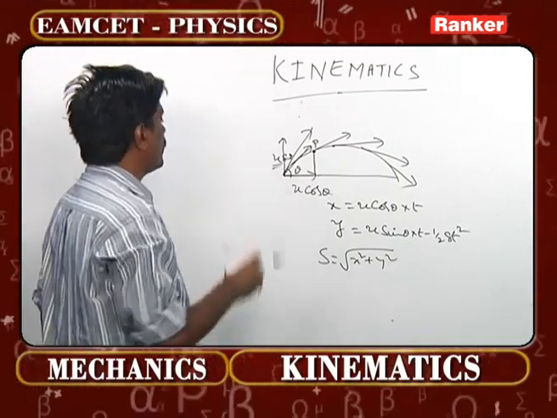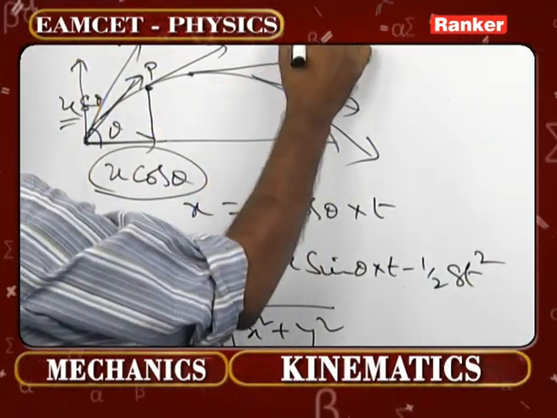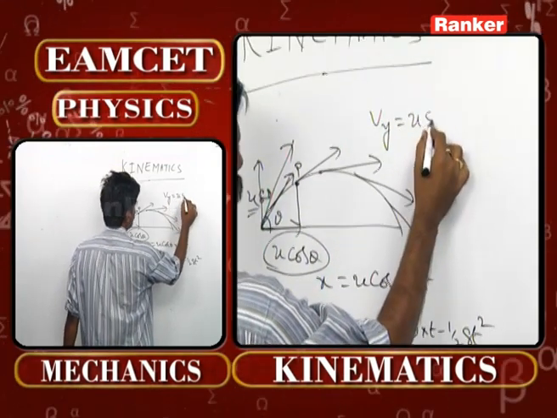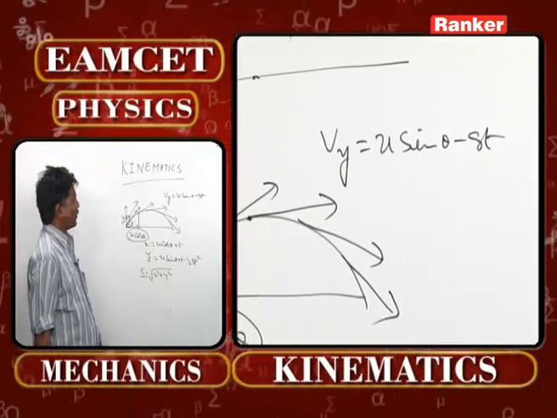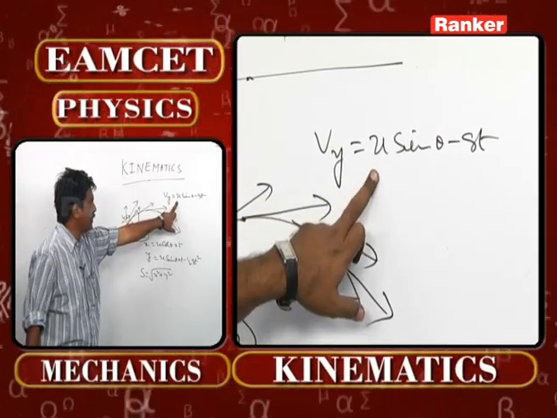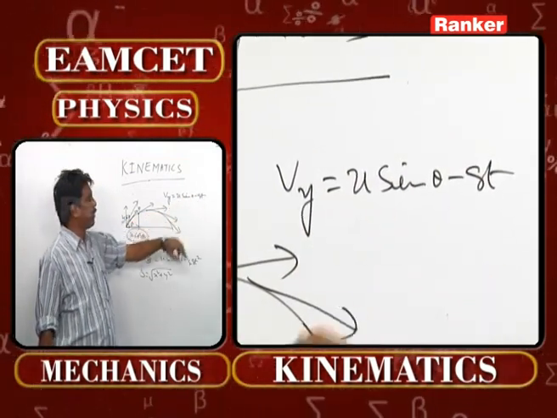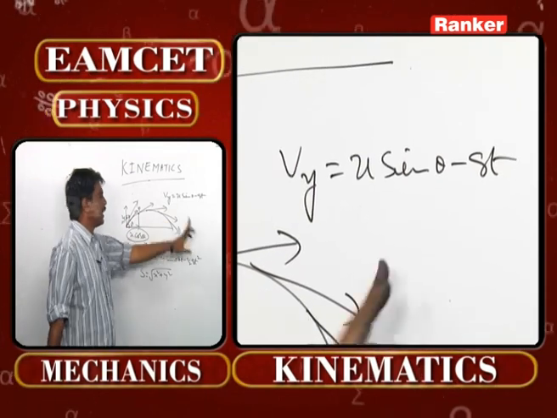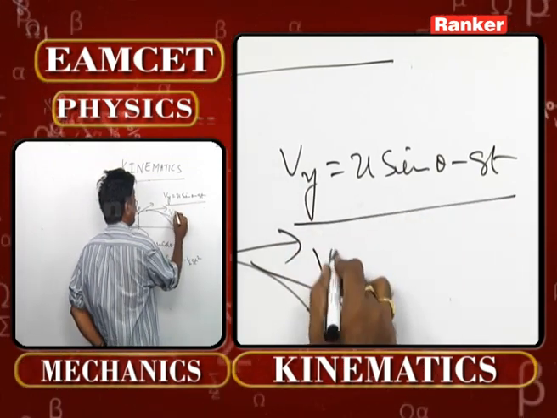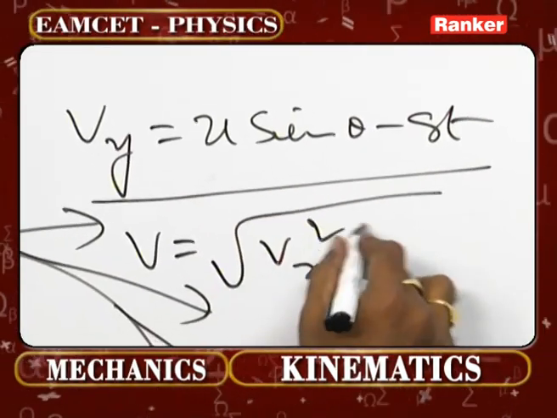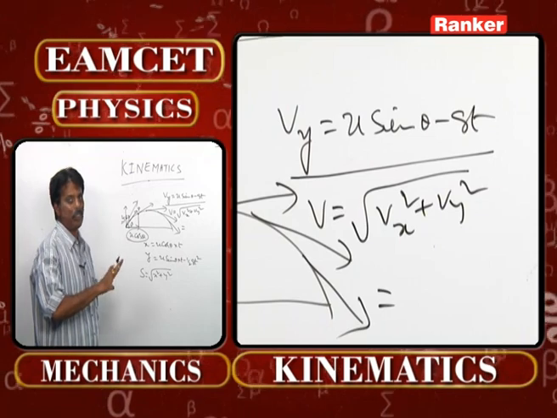Similarly, velocity in the horizontal direction is this only, no change. Velocity in the vertical direction, Vy is equal to u sin theta minus gt. Because initial velocity in the vertical direction is u sin theta and acceleration is minus g, we applied the formula v equals u plus at, which gives us u sin theta minus gt. So, net velocity is always equal to root of Vx square plus Vy square. At any instant of time, the projectile's velocity means net velocity, remember that.